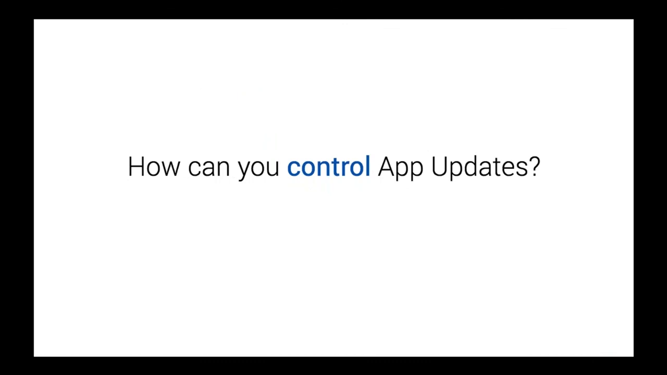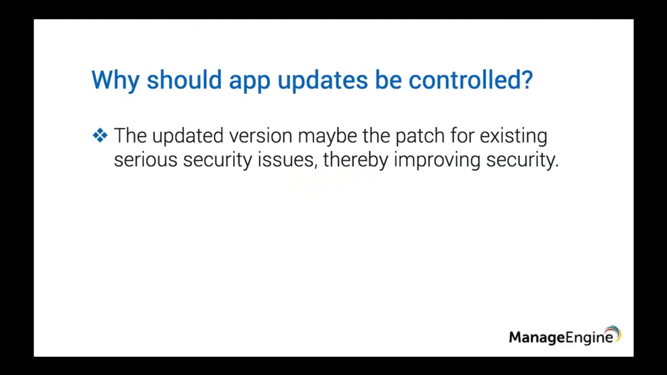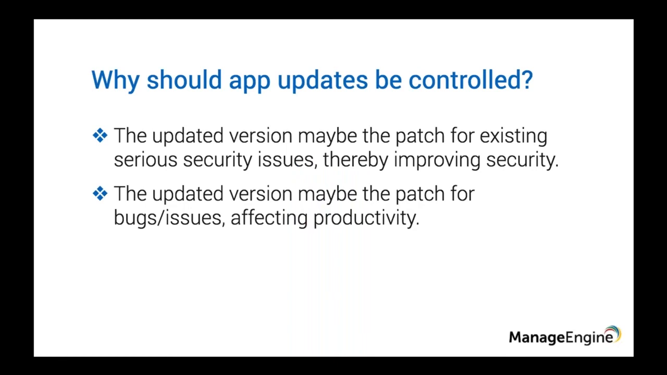Now, there comes another question. I already told you the advantage of VPP that you can actually control app updates. But why should you actually control app updates? There are two reasons, namely security and productivity. The updated version of the app may be the patch for the existing serious security issues, thereby improving security. And in case of productivity, the latest version might patch whatever bugs or operation issues that were existing.